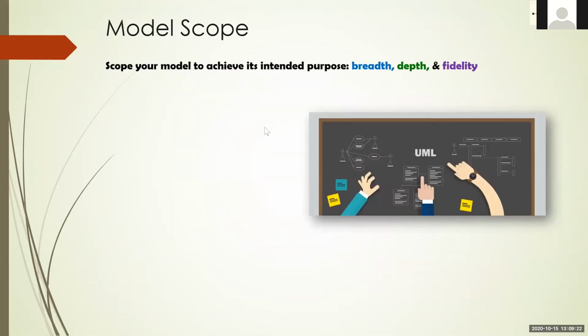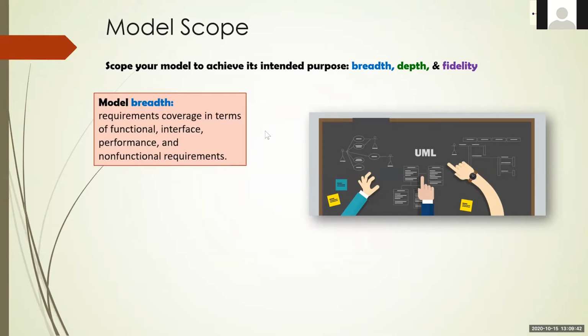Now, on the scope of the model, okay, when you are doing this model, you need to consider 3 important things in order to achieve your purpose. What's going to be the breadth of your model? What's going to be its depth? And what type of fidelity do you want for your model? So on the breadth, it's how many different aspects do you want to consider in the model? Are we okay just with the functional decomposition, or we also want to define the interfaces? I also care about performance, or do I care about some other non-functional requirements or quality requirements?